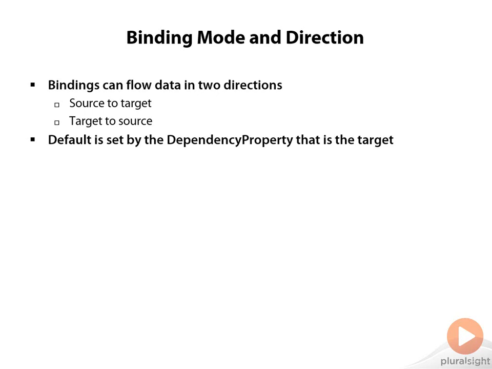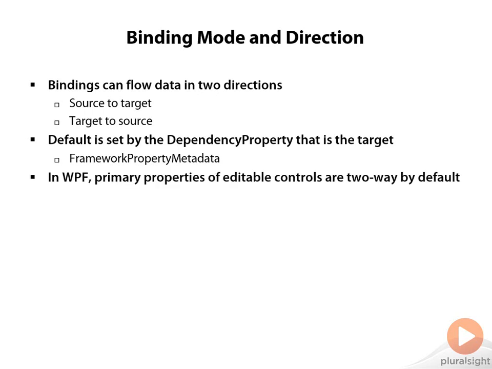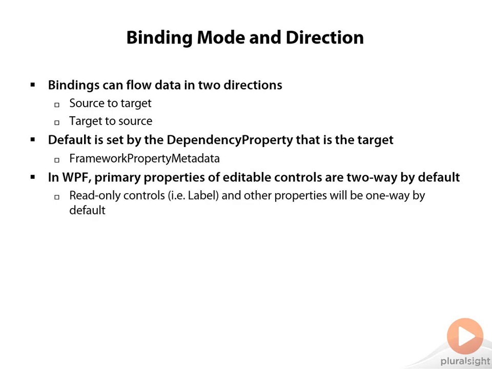The default mode for a binding is really determined by the dependency property that's the target of that binding. So when that dependency property is declared, if it doesn't say anything, the default is going to be one way. But through its property metadata, it can indicate that it wants to be a two-way binding by default, such as the text property on a text box or any primary property that's an edit input on editable controls. So in WPF, the primary properties of editable controls are set to two-way by default, but other read-only controls such as a label and other properties will be one-way by default. Just be aware if you're using other XAML technologies, the other XAML technologies don't do this. All properties are one-way by default, and you always have to set the mode property to two-way if you mean it to be. But in WPF, they make it a little easier.